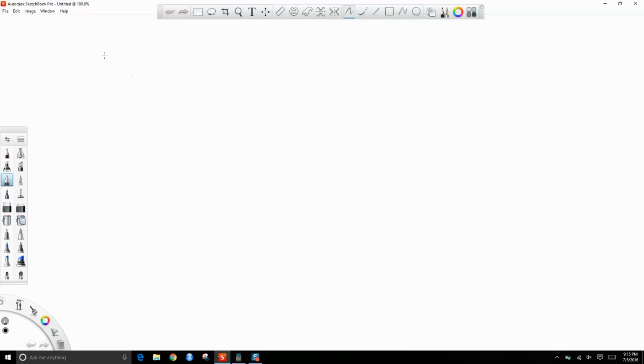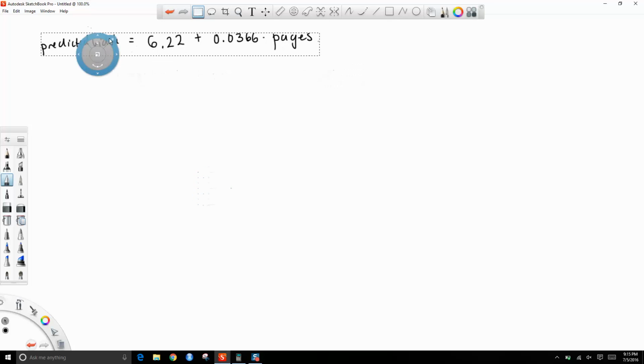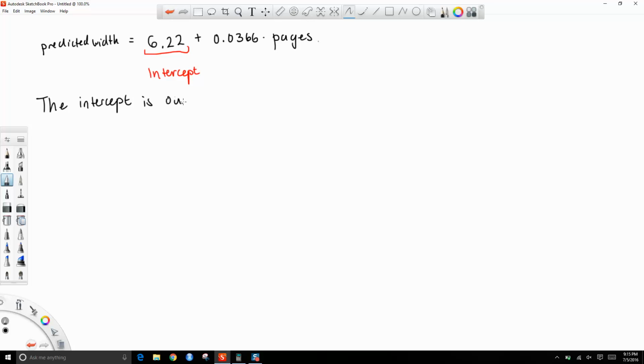All right, let's talk about the intercept, okay? So in our case, the intercept is 6.22 millimeters, okay? Okay. The intercept is our prediction for y if we could plug in 0 for x.